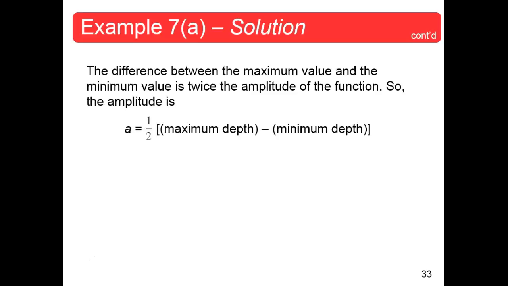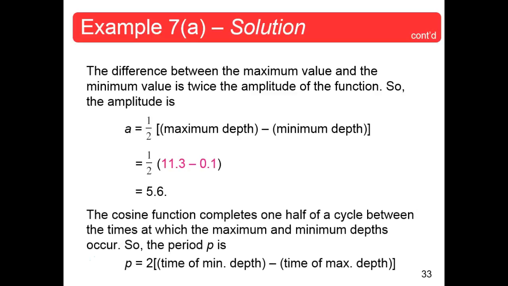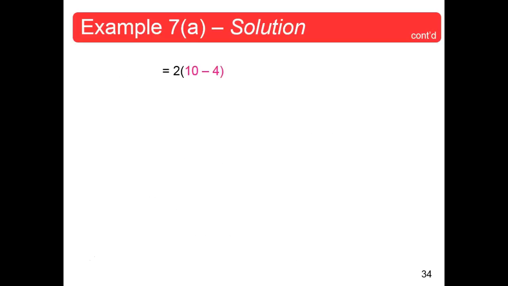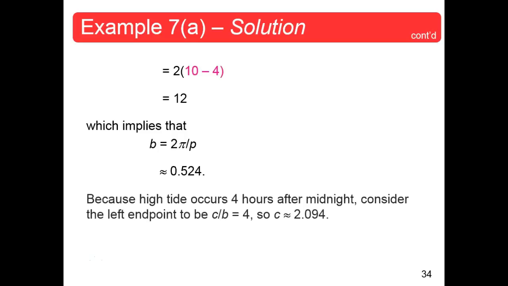Yeah, half the difference between those. And they got 5.6 just like we did. Your cosine function completes half a cycle, so they did the period next. Between the time of minimum and time of maximum, that's what we did. That was 6 hours, so your period was 12 hours, and then b is 2 pi over p, and they rounded it. That's where they made their error. If they had left it as pi over 6, that would have made a lot of sense, and they wouldn't have had the errors they introduced later.